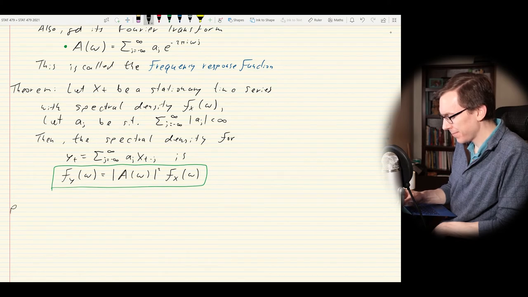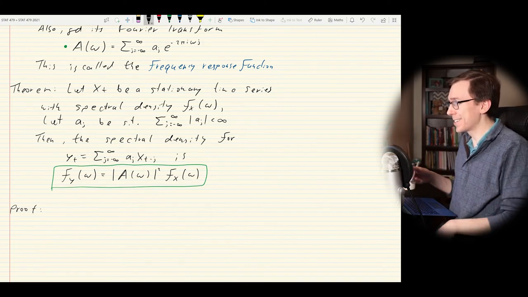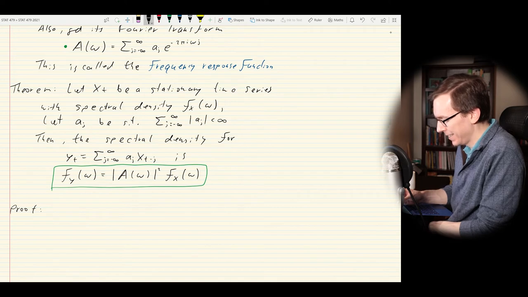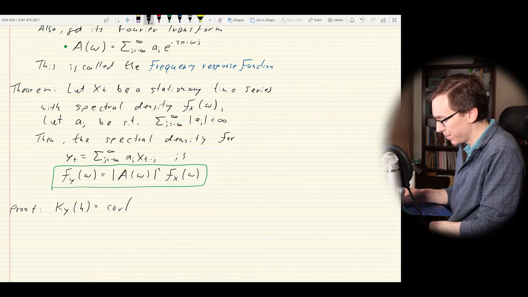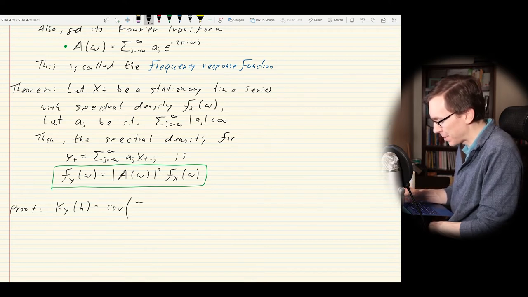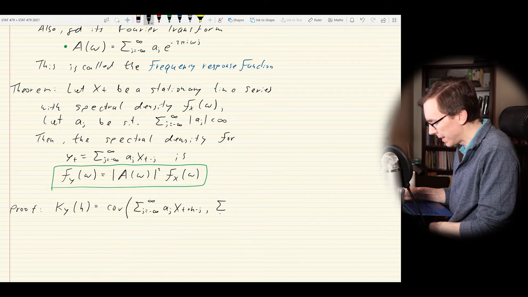So, proof. Well, here what we're going to do is compute the autocovariance directly for our process y. Like I said, this whole course is just autocovariance. So k_y of h is what? Well, it's the covariance, and we're just going to brute force, and we'll write it down exactly as it is in terms of x. So here we're going to get a sum over j from minus infinity to plus infinity of a_j x_{t plus h minus j}. And then we also get the same summation, but this time we're not going to have an h in there. We're just going to say a_j x_{t minus j}.